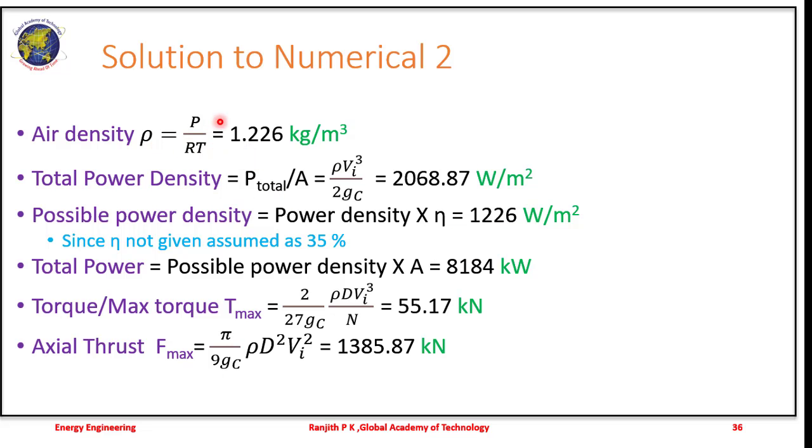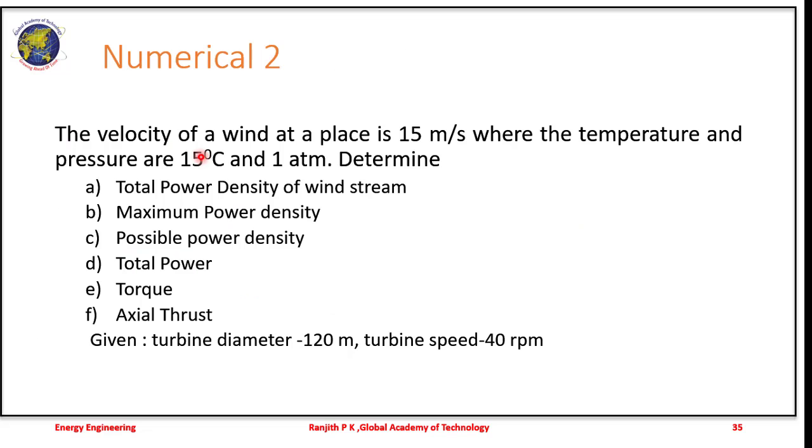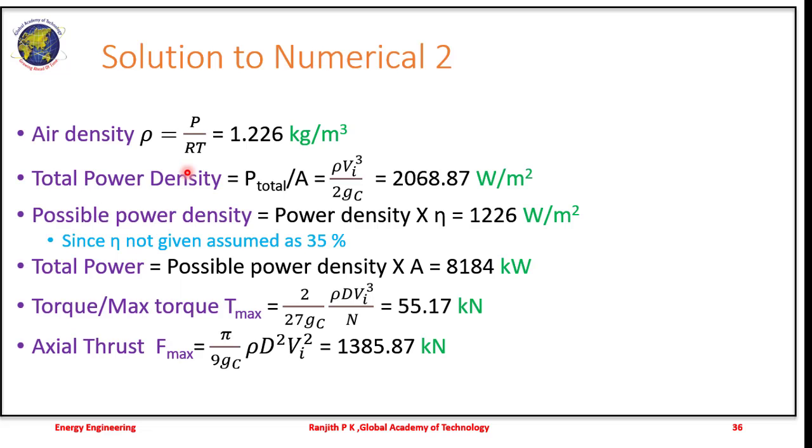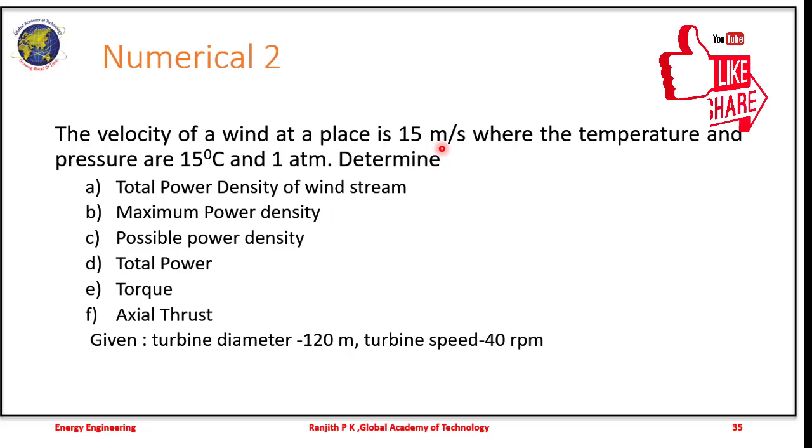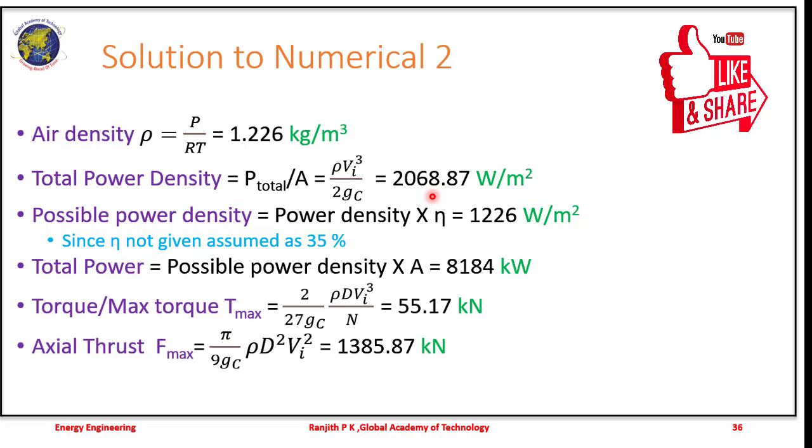So same as usual, the density is calculated by P by RT. P at 1 atmospheric and temperature is 15 degrees Celsius, converted into Kelvin, 1.226 kg per meter cube, and then the power density is given by rho VI cube by 2 GC, where VI is 15 meters per second, that is the given data. So you end up getting the power density as 2068 watt per meter square. Then the possible power density is power density into the conversion efficiency. As I said earlier, the efficiency value is not provided, hence it is assumed as 35%.